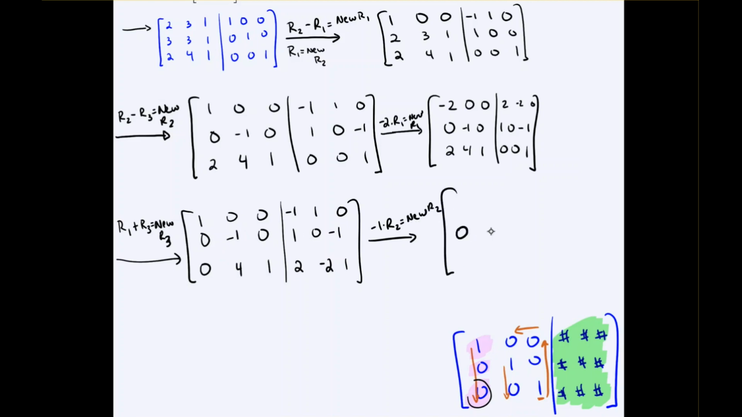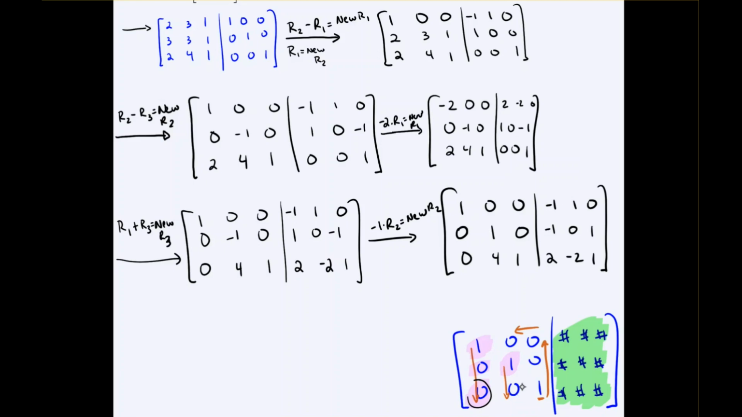0 times negative 1 is 0. Negative 1 times negative 1 is positive 1. 0 times negative 1 is 0. 1 times negative 1 is negative 1. 0 times negative 1 is 0. Negative 1 times negative 1 is positive 1. The others remain the same. Okay, great. We have now completed this step.